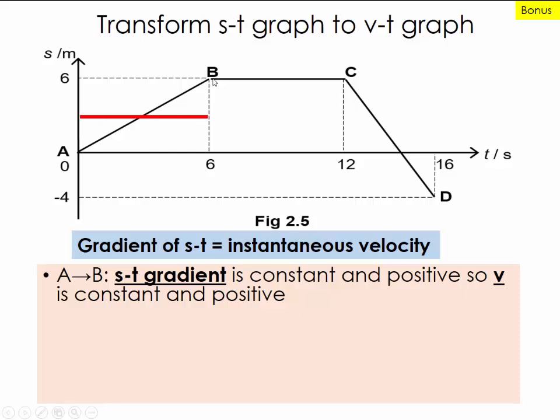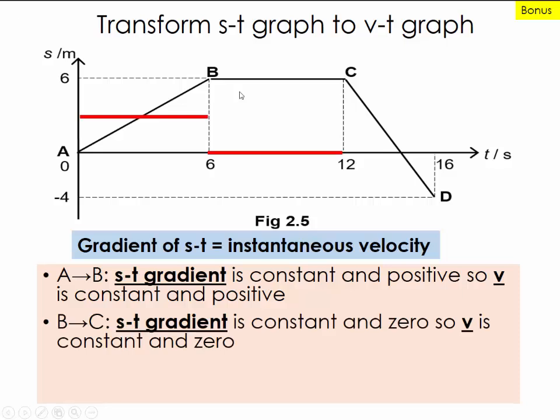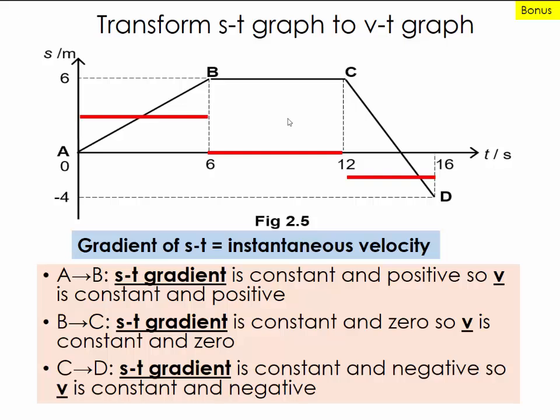And for BC, the object is at rest, so the velocity should be zero, right? So it should be zero at this whole part. And remember at C, it starts to U-turn, so it becomes negative, but it is still a constant velocity. So it should be a negative constant, right? So you get a negative horizontal line. The red line represents the velocity time graph.